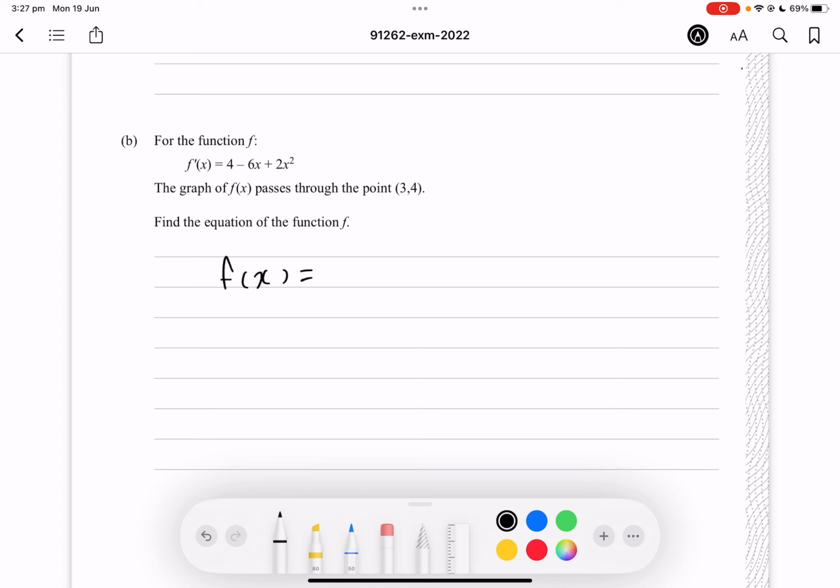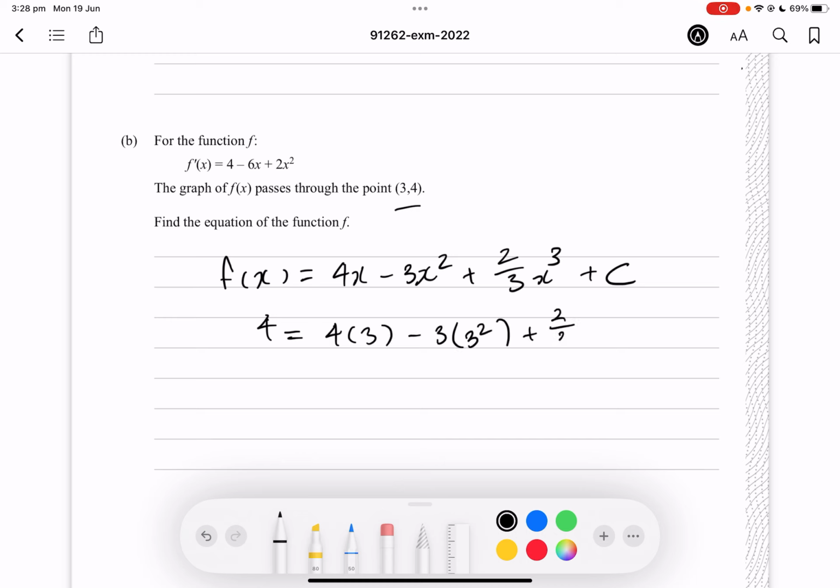So f of x equals 4x minus 3x squared plus, in this case, we're going to add 1 to the power and divide by the new power. So 2 plus 1 is 3, so divide by 3, so 2 over 3 x cubed. And don't forget the plus c. Now we're going to plug in the point (3, 4) in order to find our c value. So we know that 4 equals 4 times 3 minus 3 times 3 squared plus 2 over 3 times 3 cubed plus c.